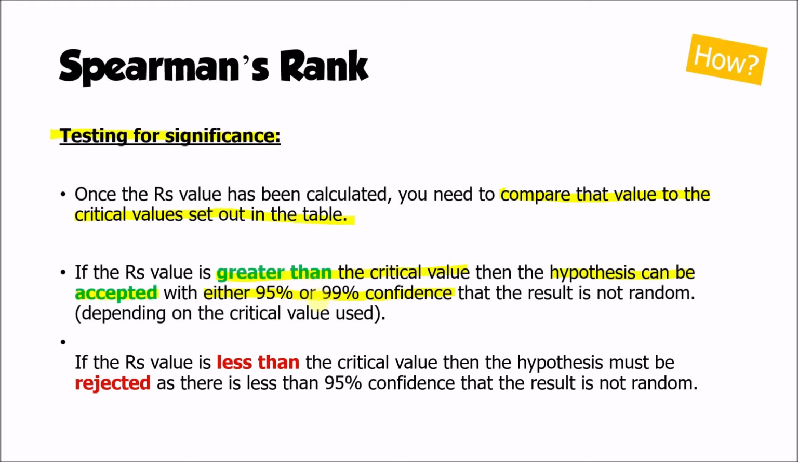The reason that there's two numbers here, two different confidence levels, is because in the table there will be more than one number.